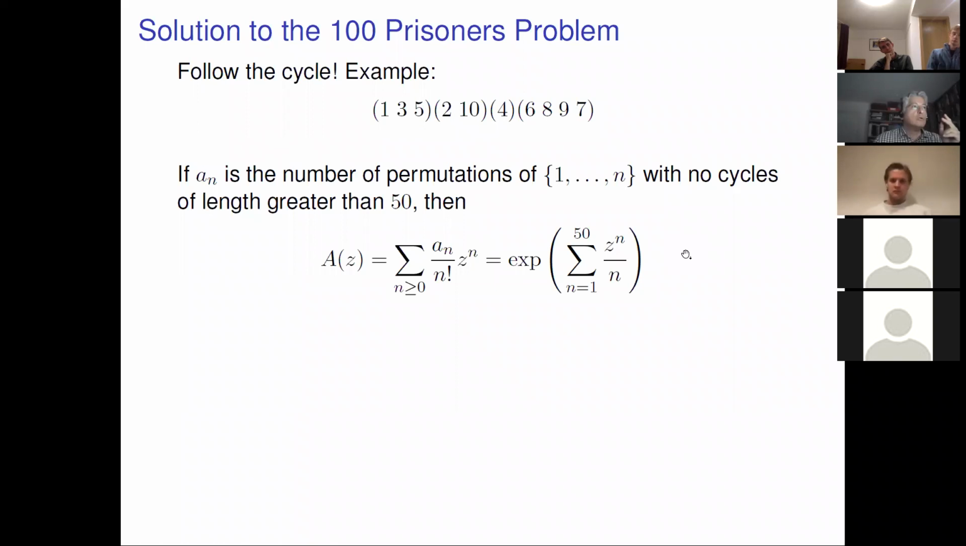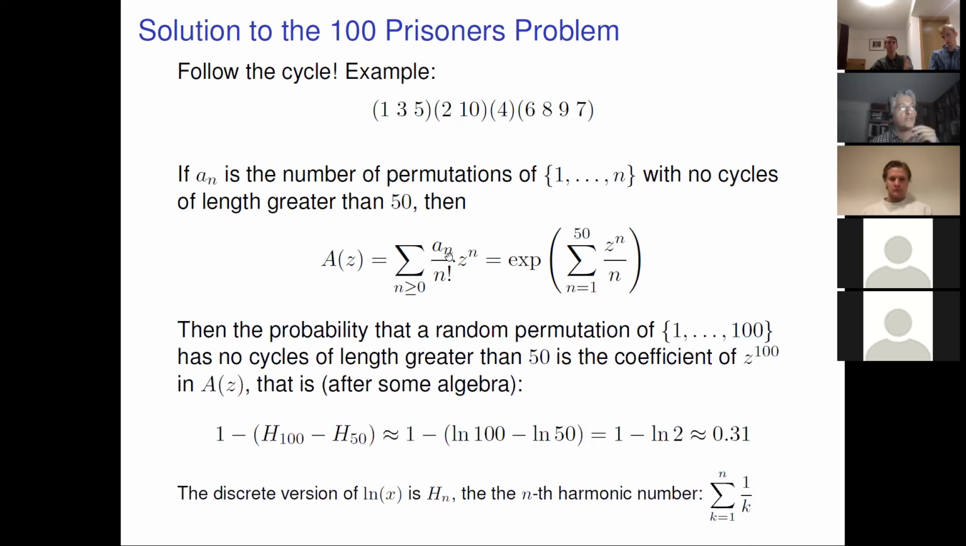Okay. So then this coefficient a sub n over n factorial, because when I said the permutation that the guards put in the drawers is random, I mean, any of the n factorial permutations has the same probability. So this a sub n over n factorial gives you the probability. In particular, the probability of no cycles of length greater than 50 is the coefficient of z to the 100 in this generating function, because z to the 100 gives you the number of drawers in total.